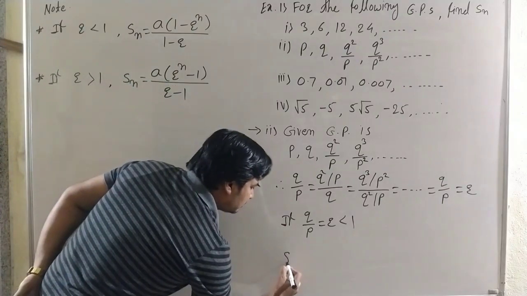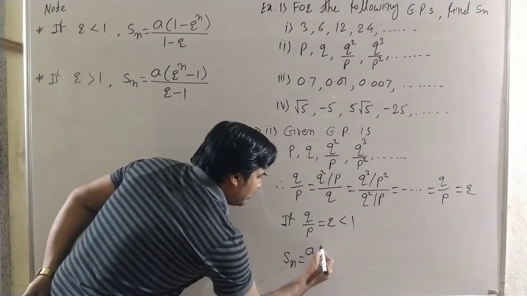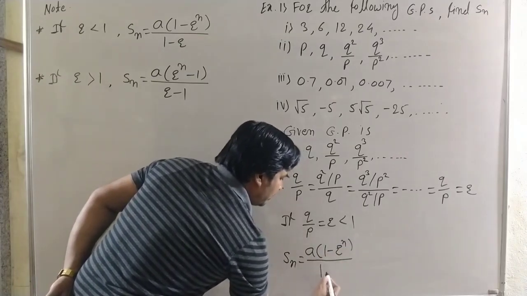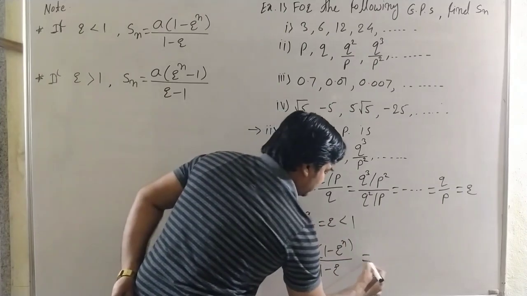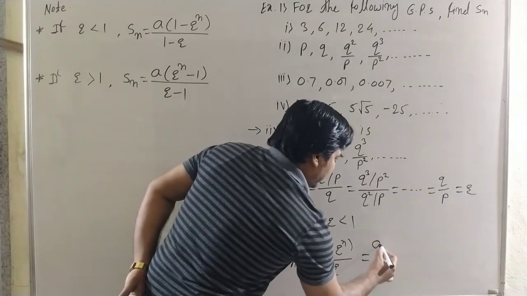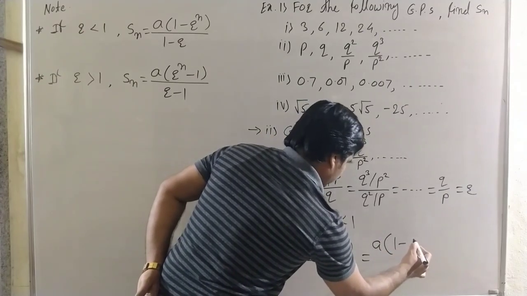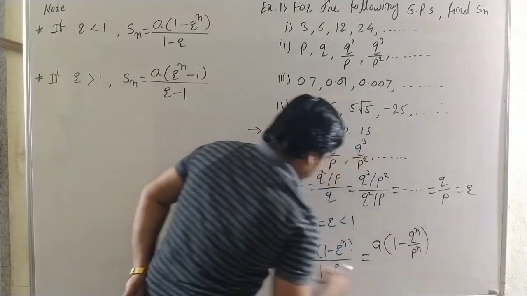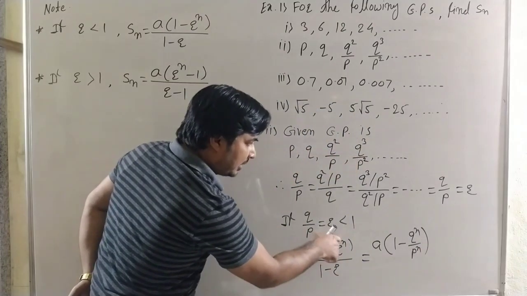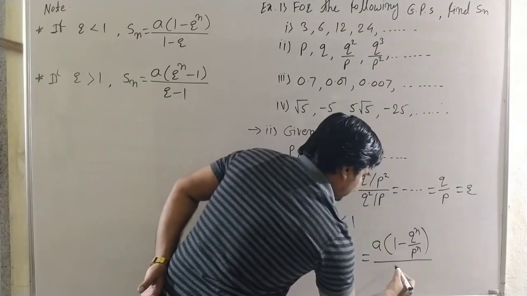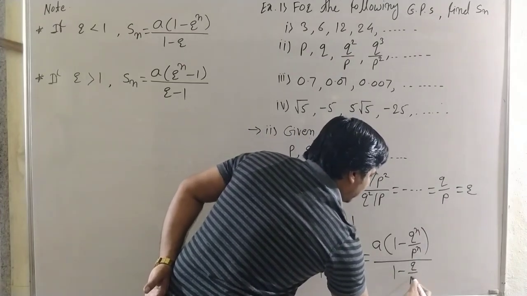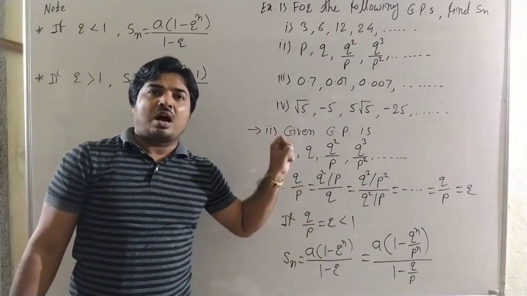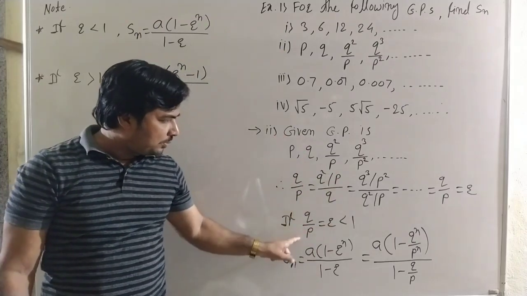Therefore Sn is equal to A into 1 minus R to the power n upon 1 minus R when R is less than 1, and then Sn is A into 1 minus Q to the power n upon P to the power n, that is Q by P to the power n, and whole upon 1 minus Q by P. Here it is the sum of the first n terms when R is less than 1, that is Q by P is less than 1.